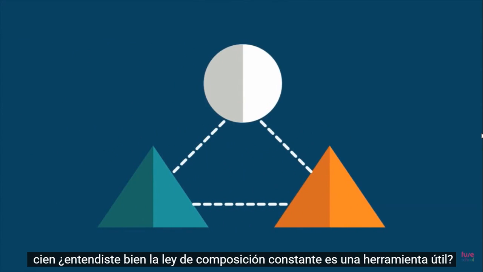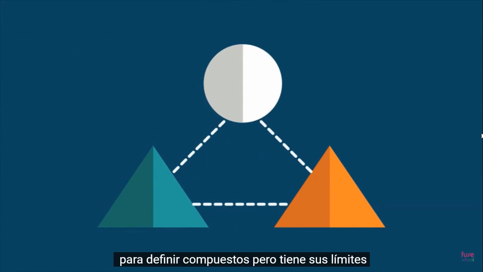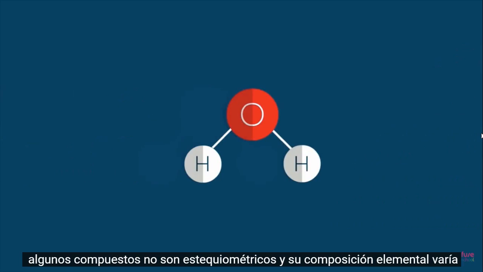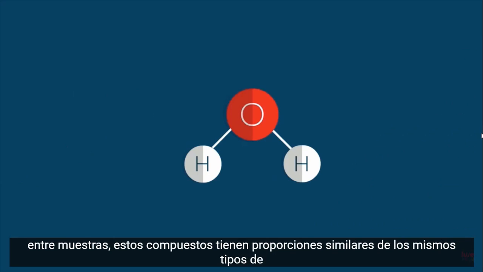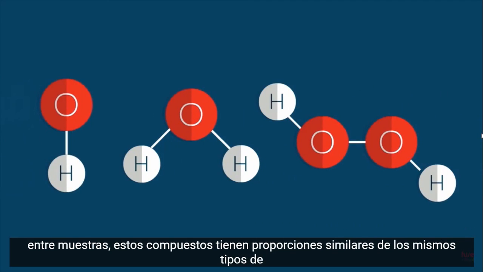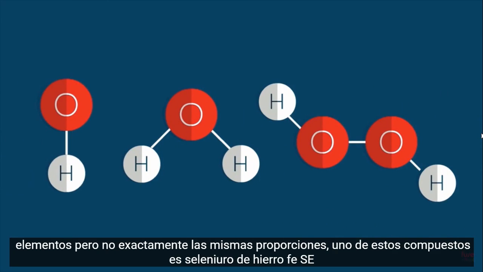The law of constant composition is a useful tool for defining compounds, but it has its limits. Some compounds are non-stoichiometric, and their elemental composition varies between samples. These compounds have similar ratios of the same kinds of elements, but not exactly the same ratios.